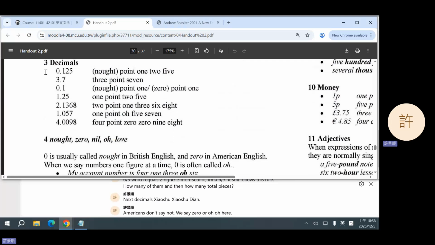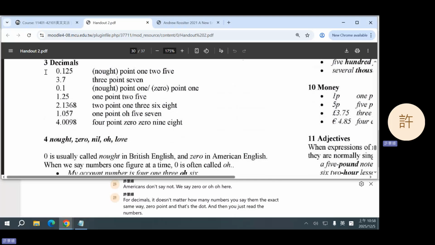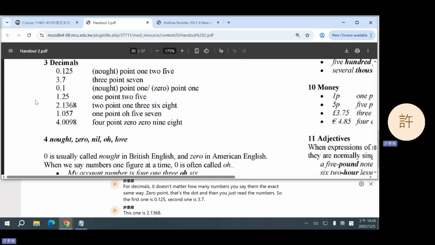For decimals, it doesn't matter how many numbers. You say them the exact same way. 0 point, that's the dot, and then you just read the numbers. So the first one is 0.125. Second one is 3.7. This one is 2.1368. Very simple. You just read the numbers.